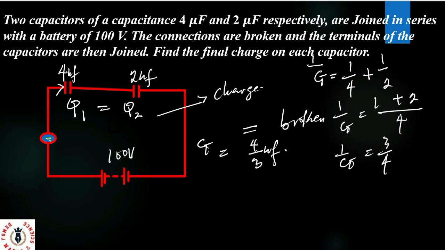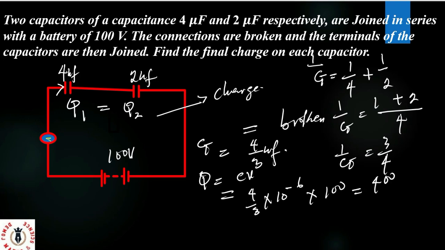Now, if CT is equal to 4 over 3 microfarad, then we can calculate for Q. Q is the same thing as CV. So that Q now will be the same thing as 4 over 3 times 10 to the power minus 6 times 100, which is the same thing as 400 over 3 microcoulombs. Charges are measured in coulombs. Coulombs can simply be represented as C.